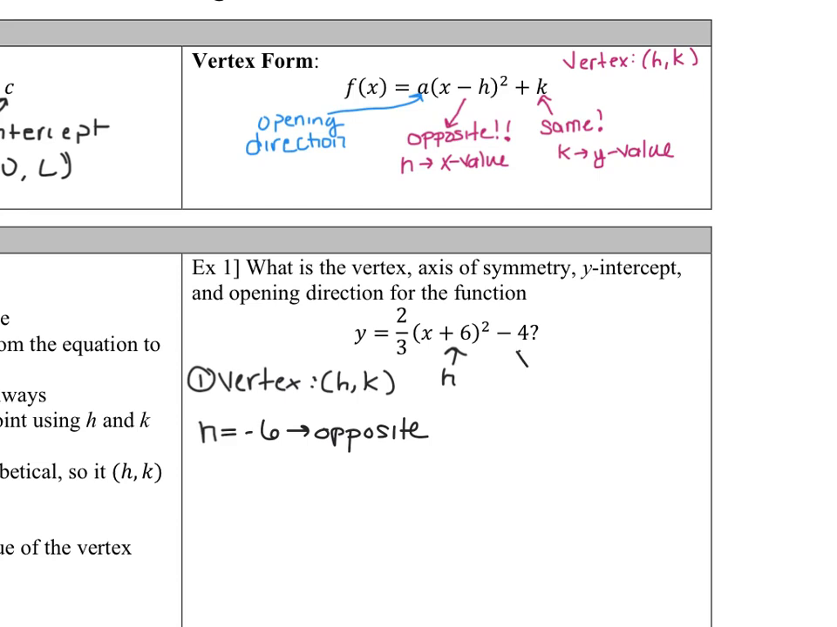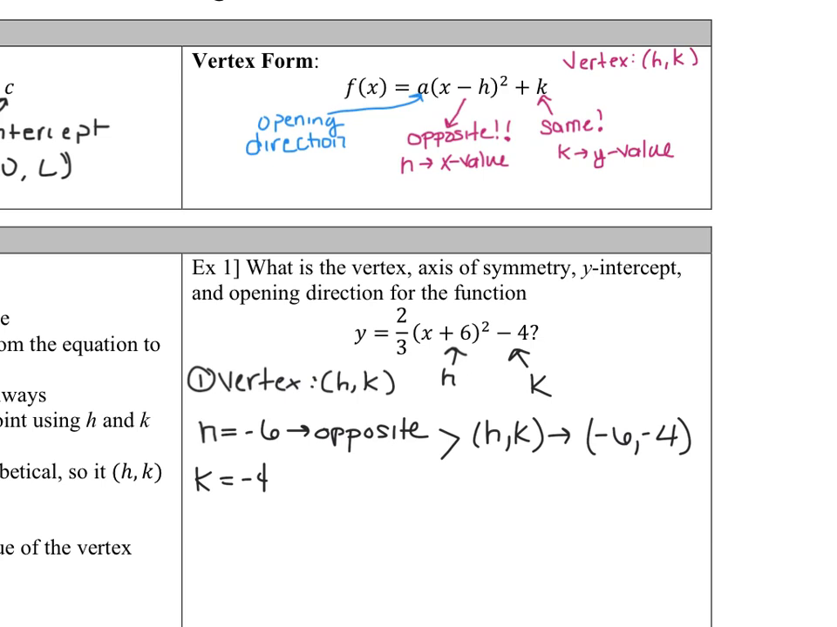Then we get k from this outside number. Now k is always the same, so since it says minus 4, that means k is equal to negative 4. So we're going to set up our vertex using these two pieces. It's usually h comma k, so that means our vertex is going to be negative 6 comma negative 4. A lot faster than trying to find it from standard form. That's why this is called vertex form. You can find the vertex very quickly.